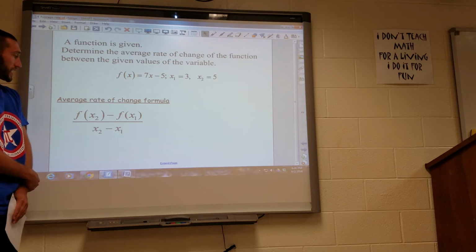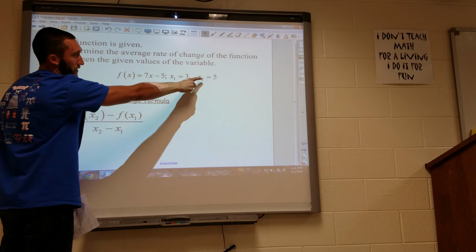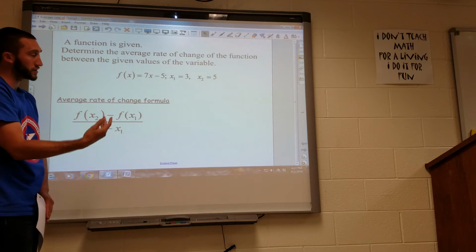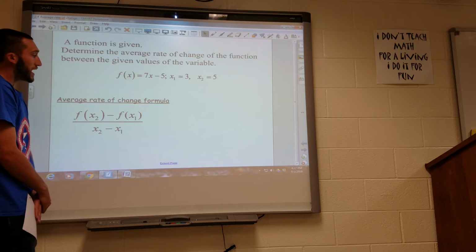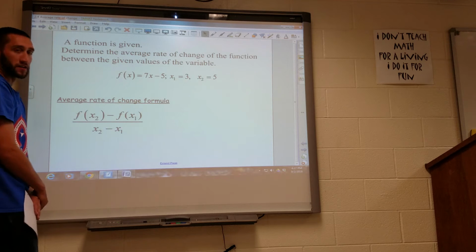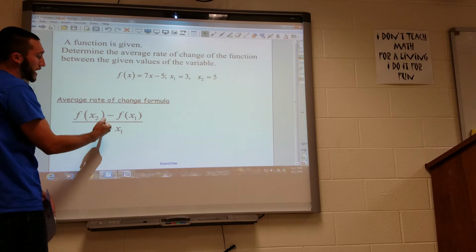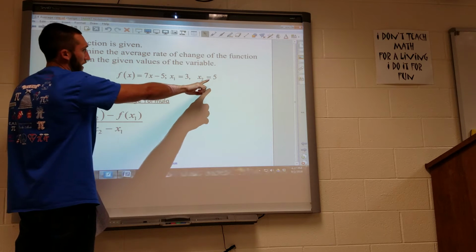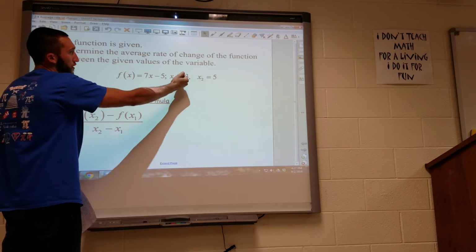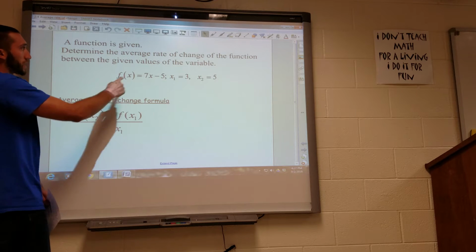So the formula is saying f of my second variable, so I actually take my second variable and plug it into my function, just like we've been doing with our function notation with the functions previously, and subtract that by my first variable plugged into my function. I do all of that and divide that simply by my second variable value, which is 5, minus my first variable value, which is 3 in this case. So let me go through the average rate of change formula given this function.